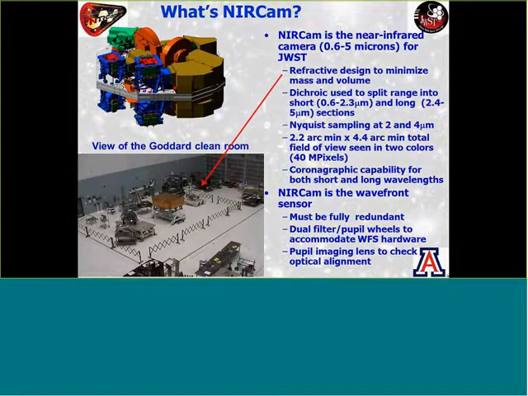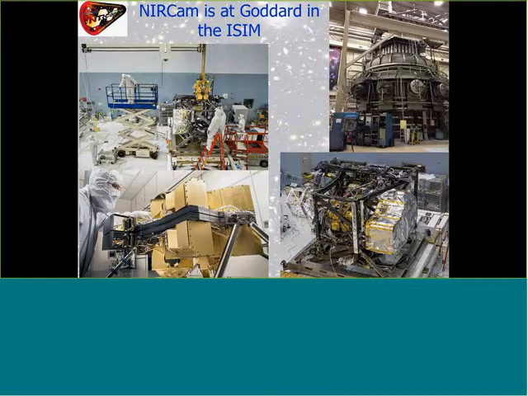And you'll also see that we have dual filter pupil wheels so that we have enough slots to accommodate some of the wavefront sensing hardware. And there's also a pupil imaging lens to check optical alignment of particularly the short wavelength arm that does the wavefront sensing.